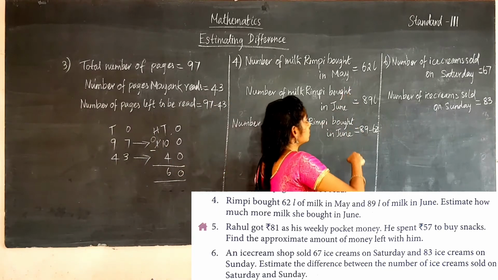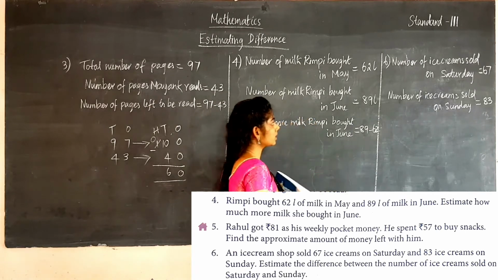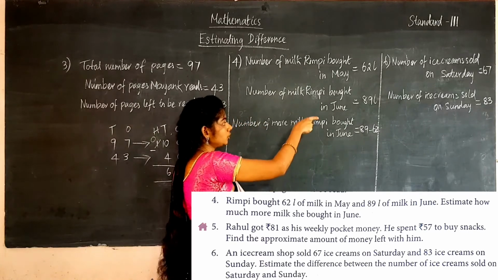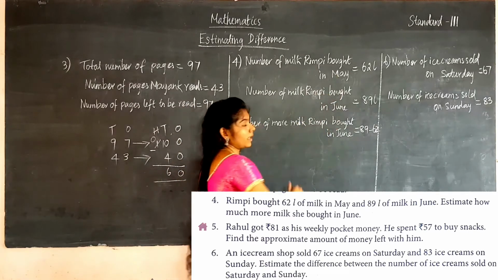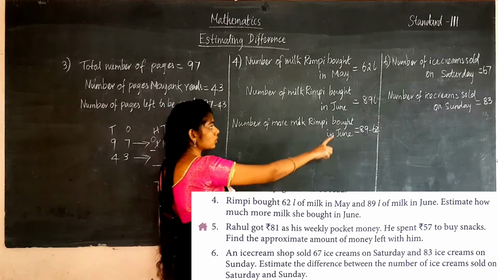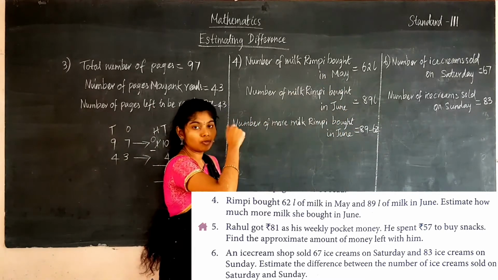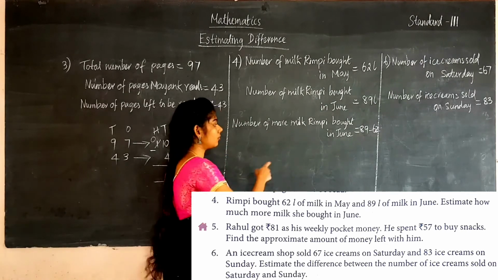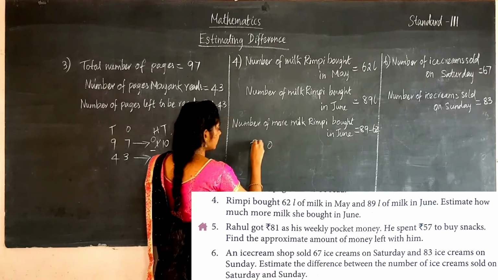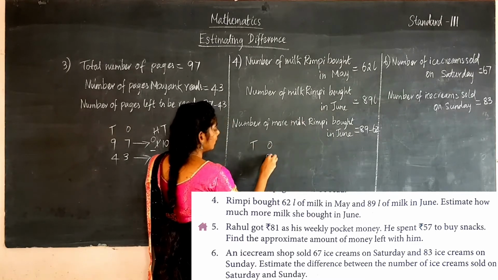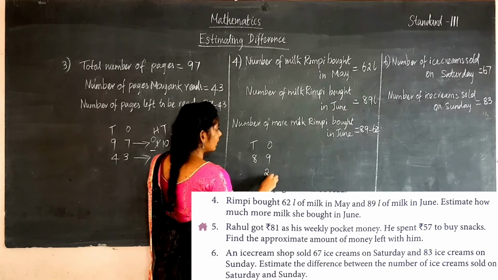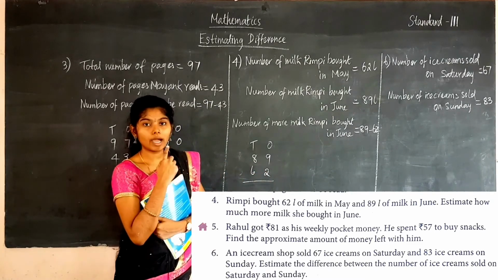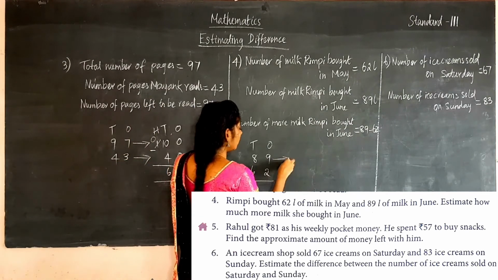So in June she bought more. See these numbers, 62 and 89. Which one is greater? 89 is greater. So we are going to find how much more she bought in June than in May. To find that, we have to subtract 89 minus 62. Before subtracting we have to round off the numbers, because they have asked for an estimated difference. So write the places, ones and tens. Now write the numbers, 9 in the ones and 8 in the tens, then 2 in the ones and 6 in the tens. Now you have to subtract these numbers. Before subtracting, you have to round off the numbers.